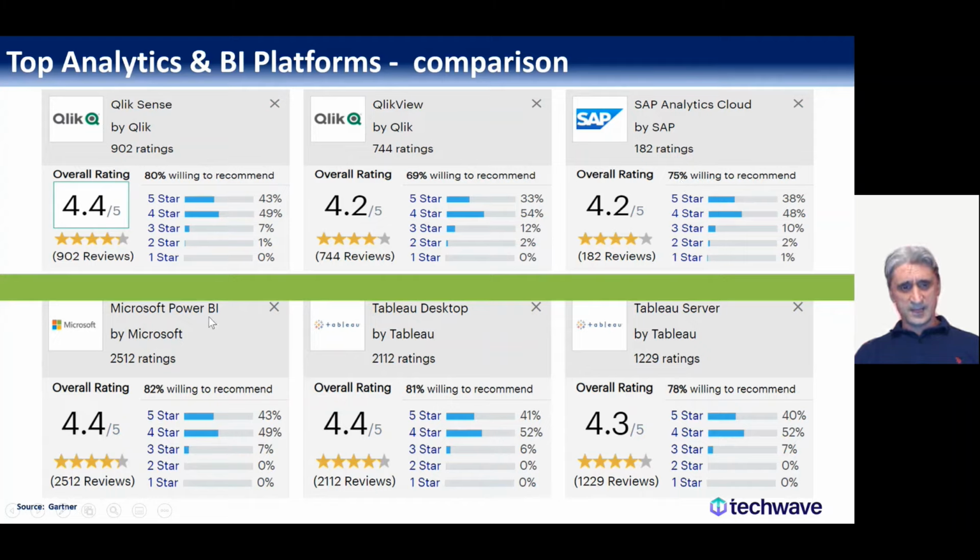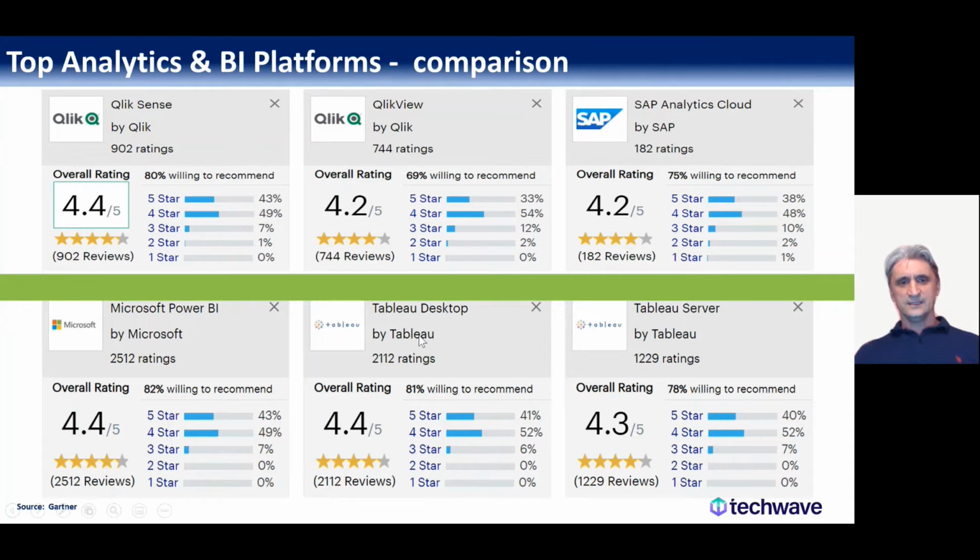You will see Power BI, Tableau Desktop, and Tableau Server. As you can see, among these top products, there is not a huge difference in terms of willingness to recommend or in terms of rating. It's maybe 5 or 10% difference.